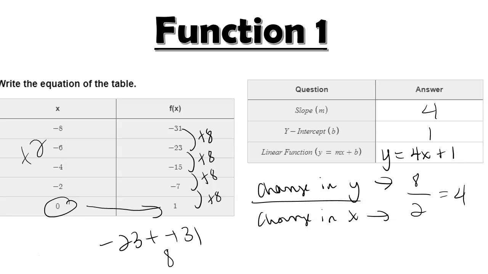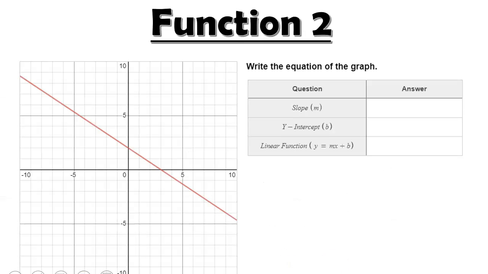I'm going to give you a moment to just look over that. All right, so let's go ahead and move on to the next slide. And I'm going to not erase this because we're going to need that again. All right, here's our next one.